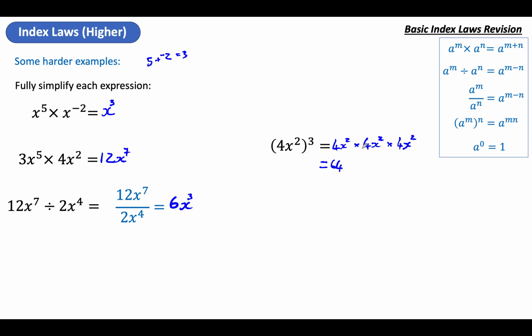x squared times by x squared times by x squared. We just use our first index law up here. When we're multiplying the same base numbers, we add those powers. So x to the power of 2 plus 2 plus 2, which is 6. Yep. So ordinary numbers, ordinary maths. Those you have to cube in this case, so 4 cubed. But the powers here, we multiply the 2 and the 3 to get 6. Okay.